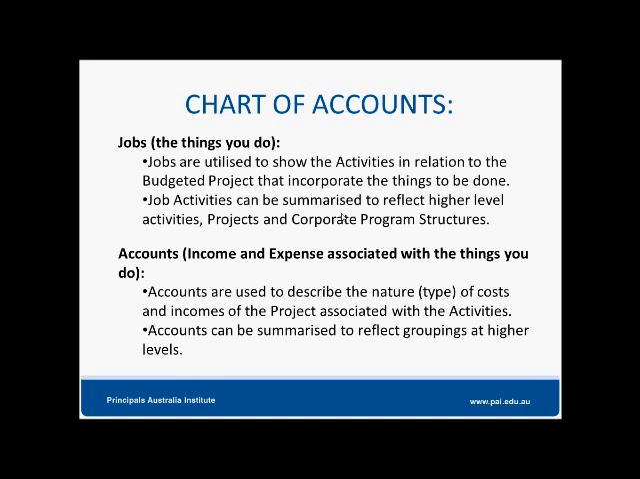When we talk about structures within accounting, we refer to the chart of accounts. At PAI, we've split that into two separate elements, one being the jobs, which refer to the things that you do, the activities in relation to the project, the other being accounts, income and expenses associated with the things that you do. They describe the nature or the type of costs and incomes of the project. Combining those, we know what the activity has spent its money on.